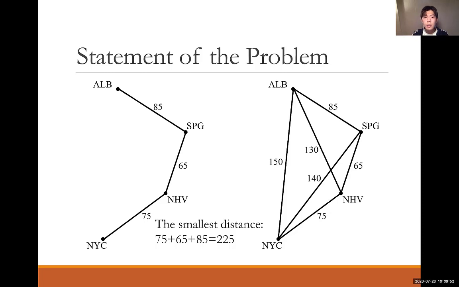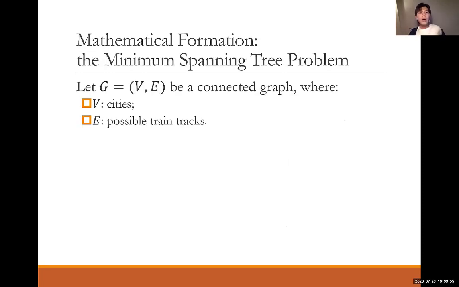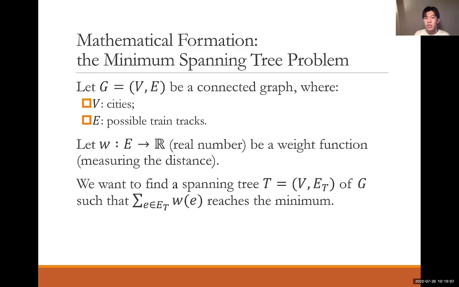And yes, so actually it is a mathematical problem, which is called the minimum spanning tree problem. So I'll show the mathematical formulation of this problem. G, which stands for graph, equals a pair of V and E, which is vertices and edges. It is a connected graph where the V, the vertices, stands for the cities, and at the same time, the edges stand for the possible train tracks, or we can say the pair of the cities.